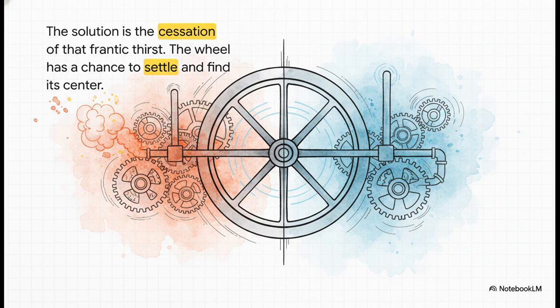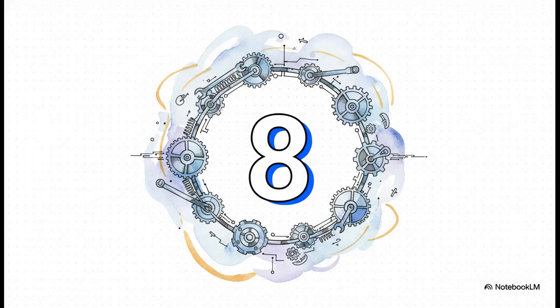If that frantic thirst is what's driving the wobble, then the fix is to stop the thirst. It's about letting the engine idle. Because when you stop all that constant pushing and pulling, the wheel finally has a chance to settle, find its true center, and come to a smooth, balanced rest. So, how do we actually do this? The fourth truth gives us the how, and it's not some magic pill. It's a comprehensive 8-part toolkit for you to perform this whole realignment yourself.